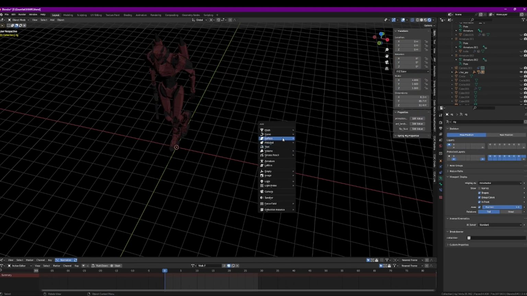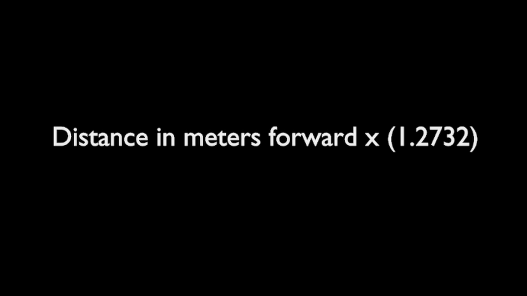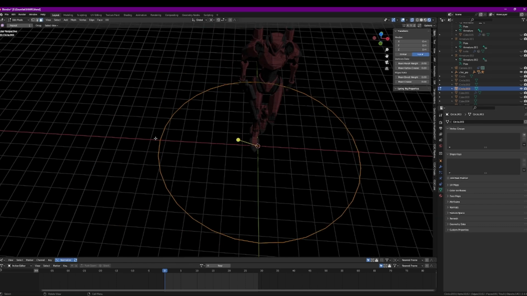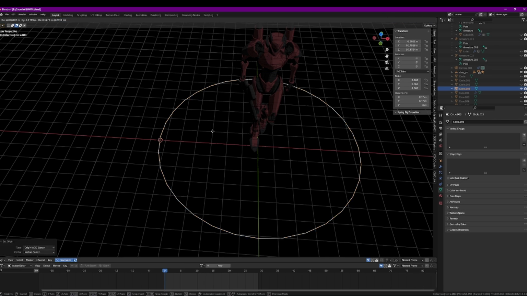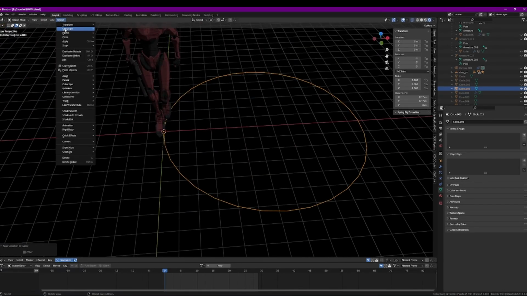Now for circular animations, put down a circle. Use this equation per 1 meter forward to calculate the walk angle. Then make the circle that size. Set the origin of the circle to the edge vertice, and set the circle location to the world 0 position. Then reset the origin back to the center of the circle.